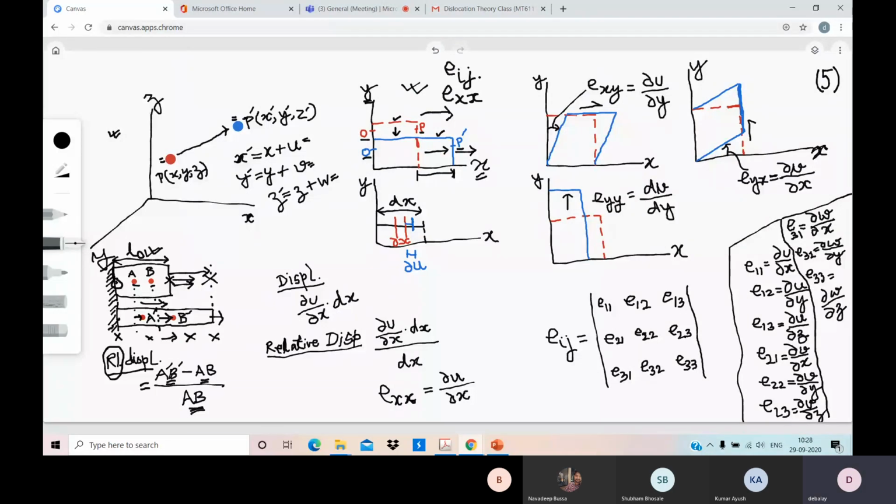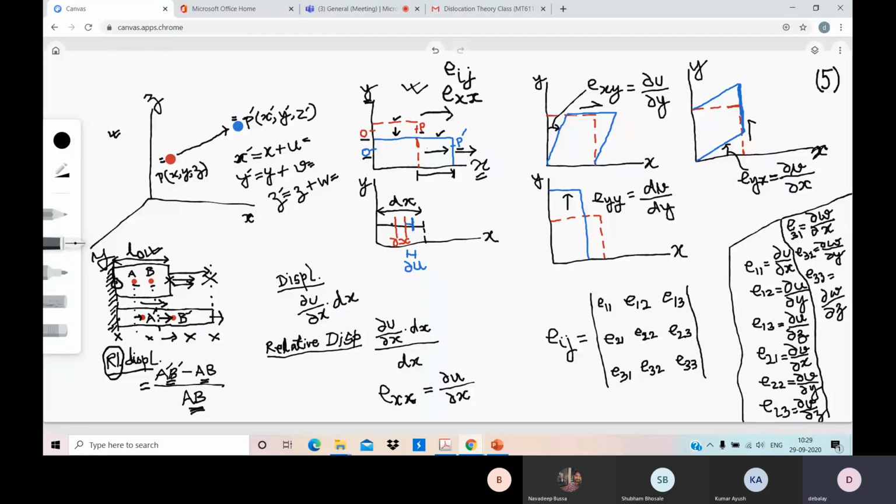Here the movement is also proportional to x direction, because when x equal to 0, displacement is 0. When x equal to x, displacement is p dashed minus p. So the displacement is increasing with the increase in x. That's why we write it as sigma xx. And how to represent that?